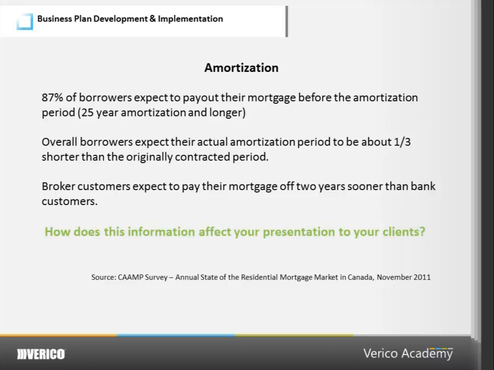Overall, the borrowers expect their actual amortization period to be about a third shorter than the original contracted period. Broker customers expect to pay their mortgage off 2 years sooner than bank customers. That's an interesting piece of information, that the broker customers know more about prepayment or early payoff in their mortgage.